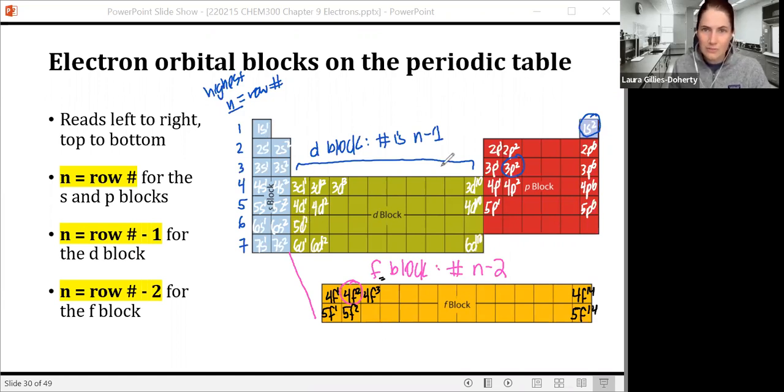So when you use the periodic table to fill electron orbitals, you don't have to have that little tree memorized. You can use the shape of the periodic table and counting boxes essentially to fill up all your electrons. The important things to remember is you want to number down. Each row number is the highest principal quantum number for elements in that row. And the S and the P blocks are always equal to the row number.